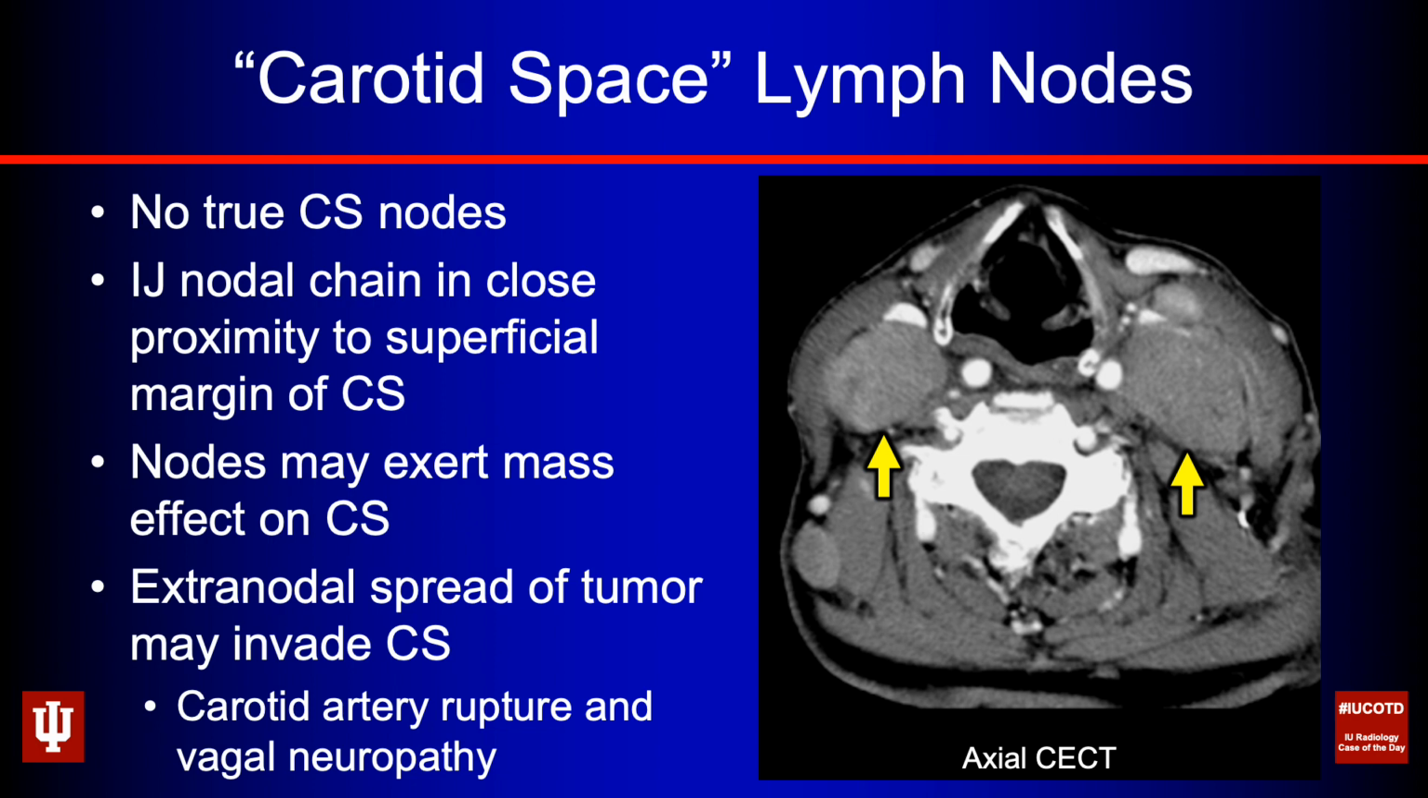So I'm not going to say much more about lymph nodes. Just know that the internal jugular chain lymph nodes live along the carotid space. They're not truly contained within it. And when they act badly, when they're poorly behaved, there can be consequences for the carotid space structures.